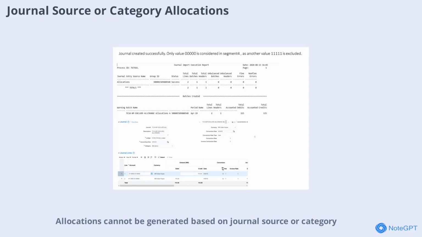Allocations cannot be generated based on journal source or category, as the allocation process is based on GL balances. SBase does not support category-related POVs, so all allocations must be driven by account balances rather than journal metadata.